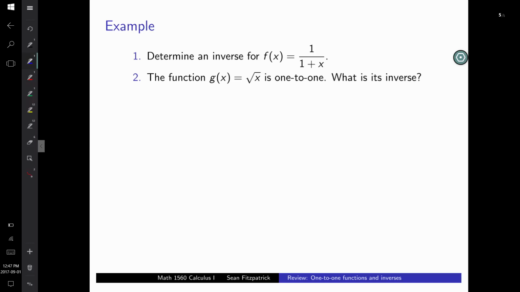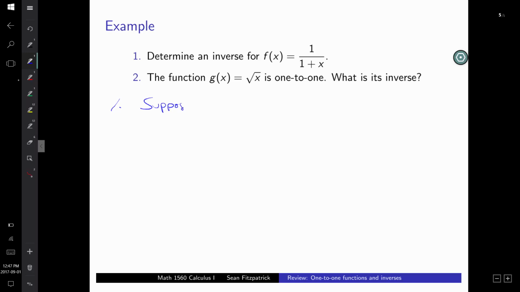Now I told you earlier that this function f of x is one-to-one. I left it as an exercise for you to show that it is. Feel free to pause right now and confirm this. But I'm going to show you how to find an inverse. Okay, so how do I find the inverse? So we can do this.